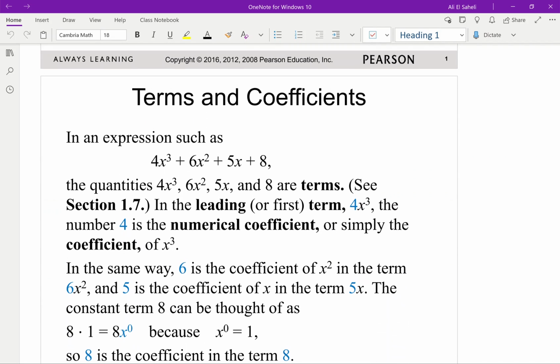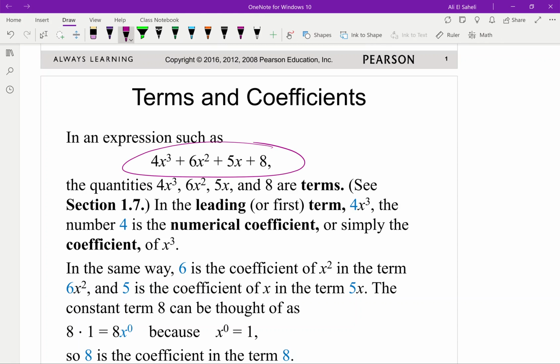Terms and coefficients. In an expression such as this one, we have four terms: 4x cubed, 6x squared, 5x, and 8. These are called the terms of the polynomial. The term that has the largest exponent, the largest power, is called the leading term or the first term.